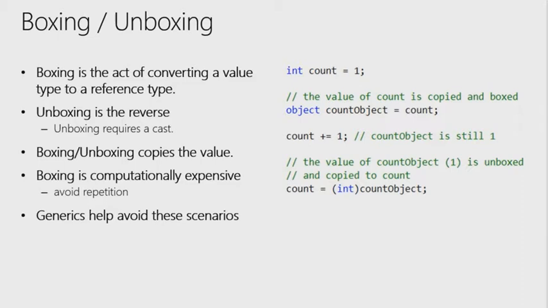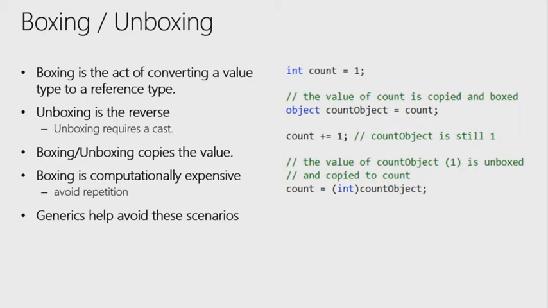So if we look at the example here on the right hand side, we have a value type of int count, which is equal to 1. We've created an object called count object. We then assign count to count object. Now from the developer's perspective, that's a simple assign. How hard can it be?